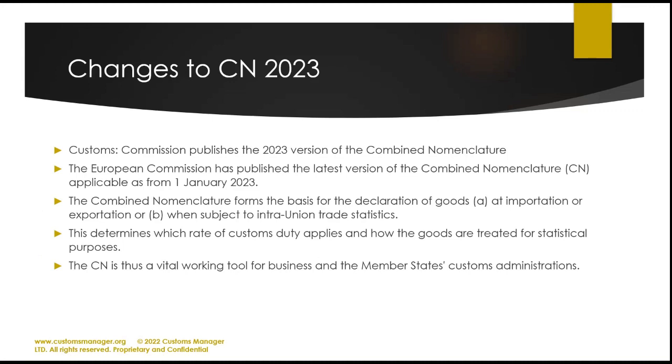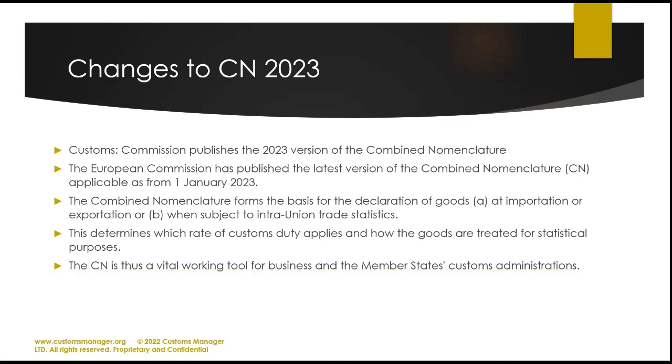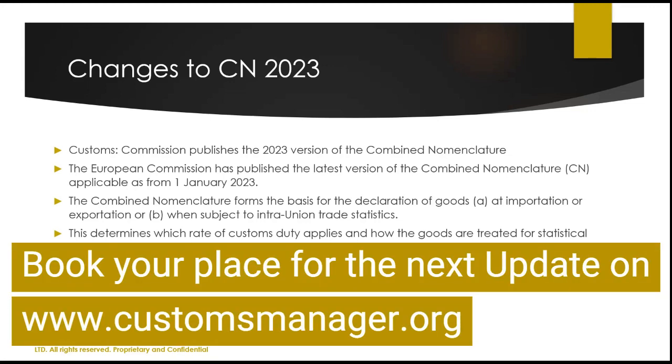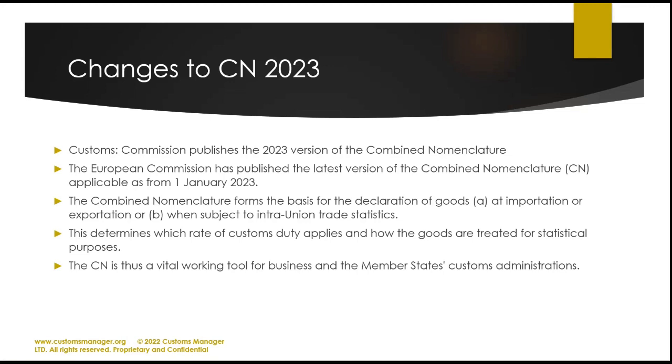So the first thing we want to talk about is the changes to the Combined Nomenclature 2023. Now, I'm assuming that you know customs classification, that you know about tariff codes, that you know about CN codes and the likes of it. And you also know that every year the EU Commission publishes its Combined Nomenclature, which is a new Annex 1 of the basic regulation of 1987.